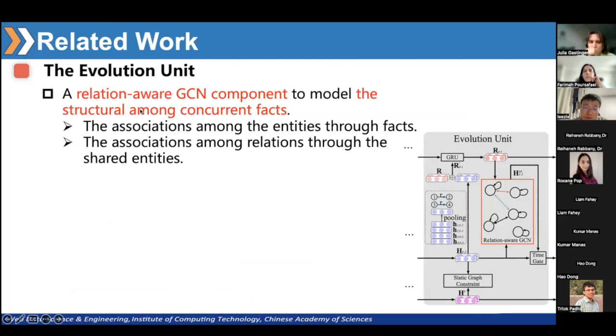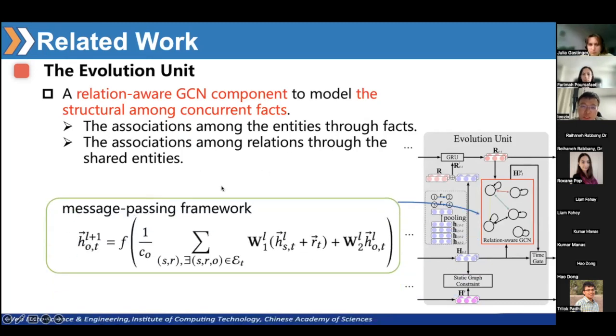Okay, there are two kinds of information among the concurrent facts. That means association among the entities through facts, and association among relations through the shared entities. Thus, we use the relation-aware GCN component to model the structures among the concurrent facts. It is actually the message passing framework.